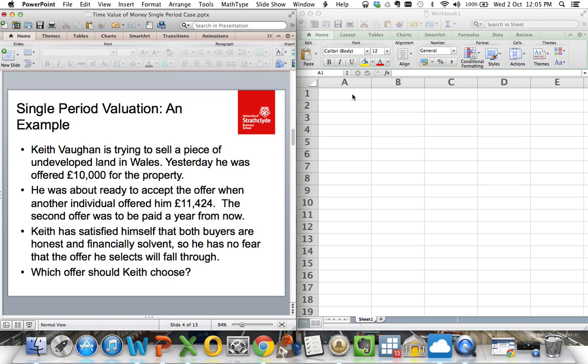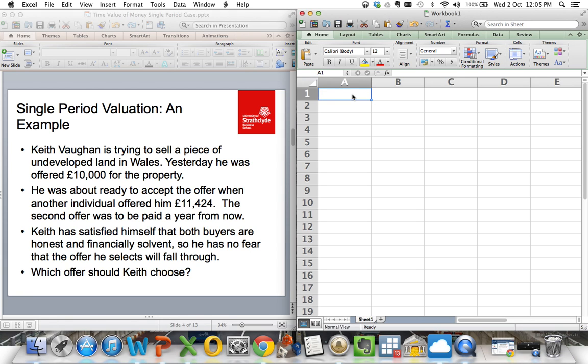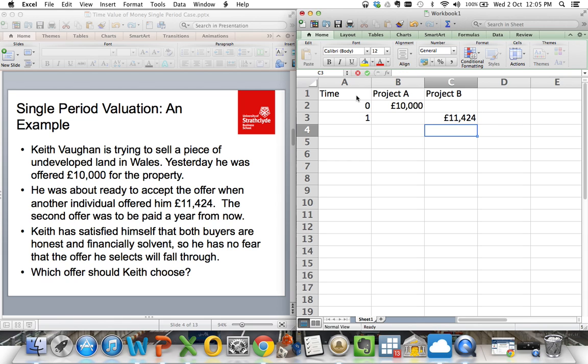Now, what I'm going to do is put this on a spreadsheet just to give you an idea. We'll say project A, and in project A you receive £10,000 at time 0. And then project B, you're going to receive £11,424 in time 1. And what you're wanting to do is compare that.